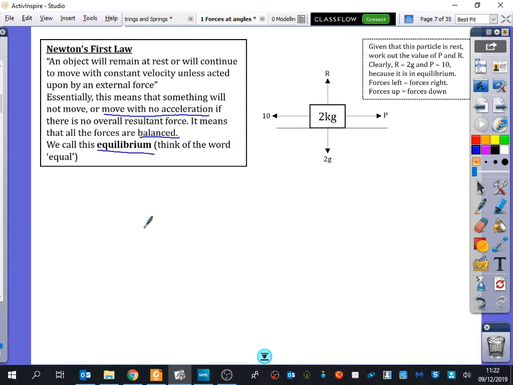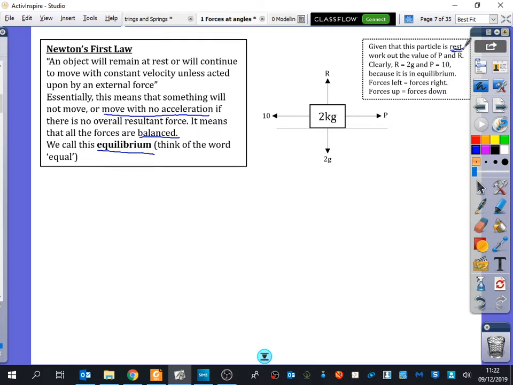Obviously, the word equal is part of that word equilibrium. So for this example that I've got here, I've said, given that this particle is at rest, work out the value of P and the value of R. So I've said clearly R is equal to 2g. Too many people in the past will say, oh, well, R is always equal to the weight. R is not always equal to the weight. In this particular situation it is, because there's only one force up and one force down. Clearly P is equal to 10 because it's in equilibrium. Forces left equal forces right, forces up equal forces down.